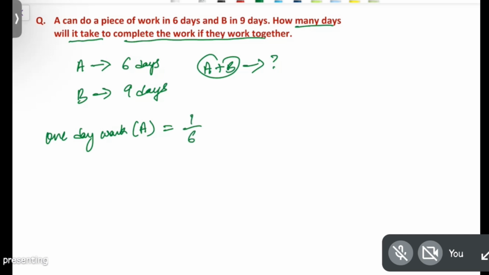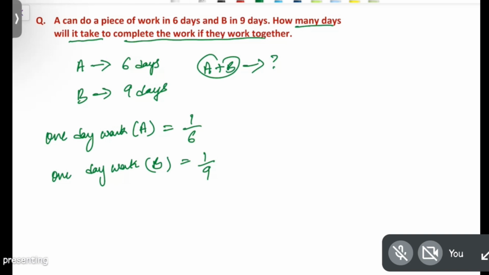The first basic formula: if A can finish a work in 6 days, then 1 day work of A is nothing but the reciprocal of that, which means 1 by 6. Same thing goes for B. 1 day work of B is nothing but the reciprocal of this one, which is 1 by 9, which means B can finish a work in 9 days.